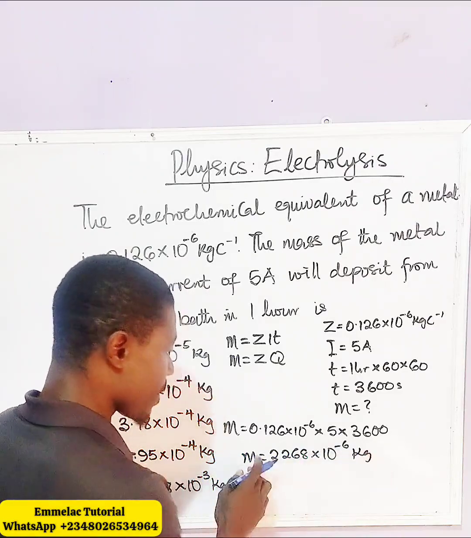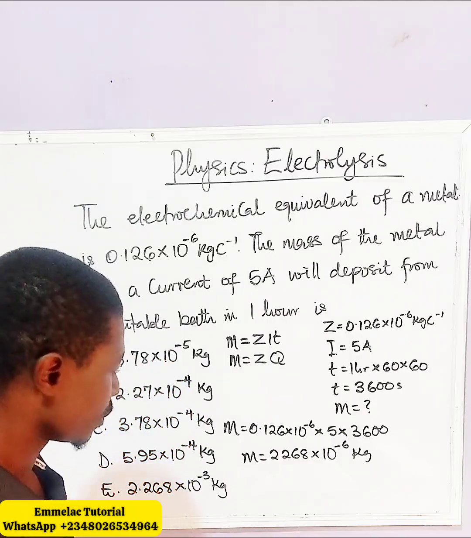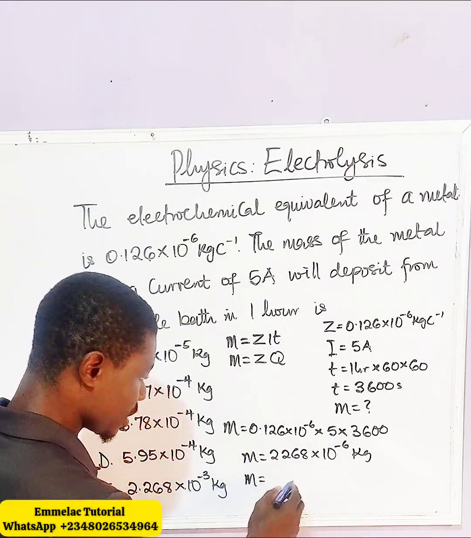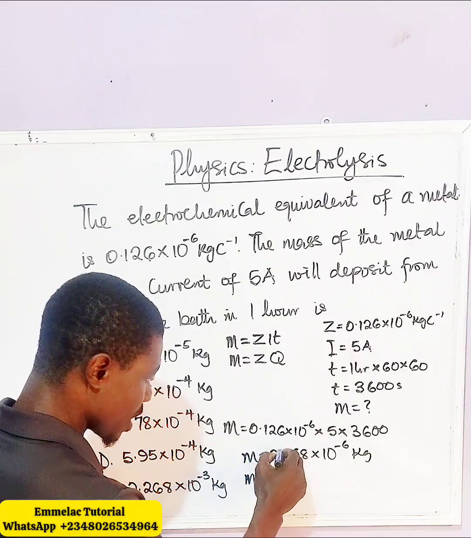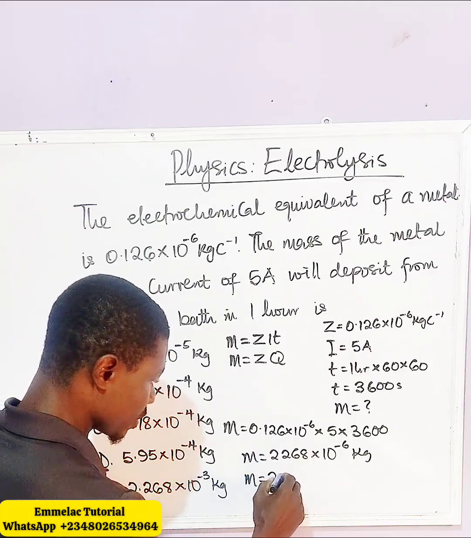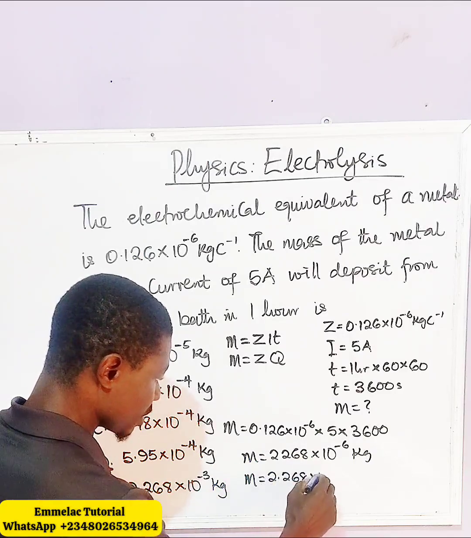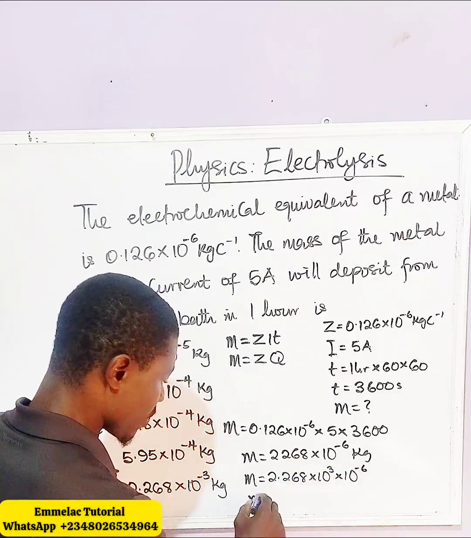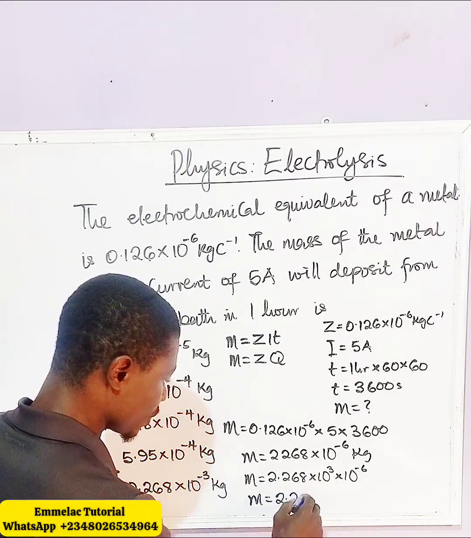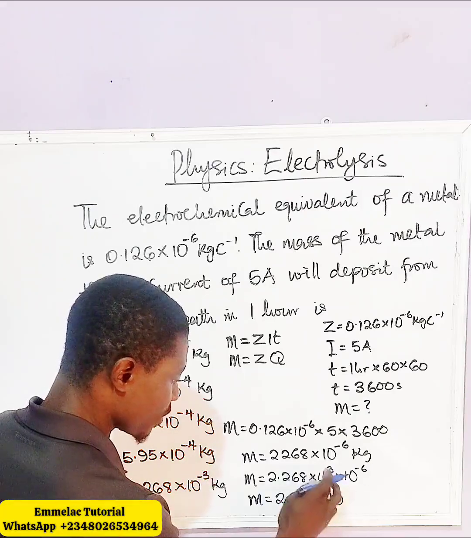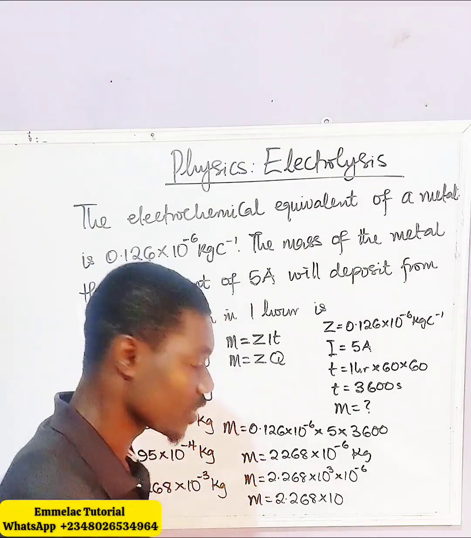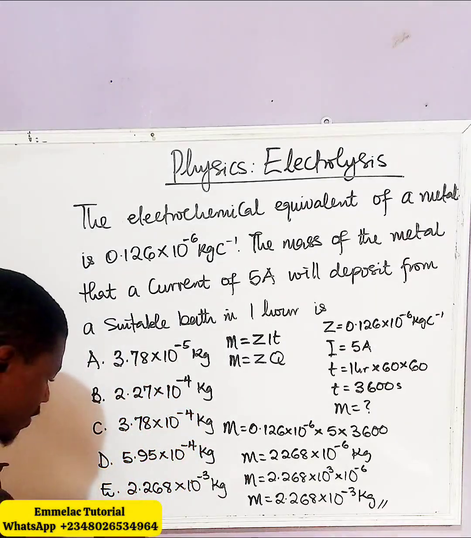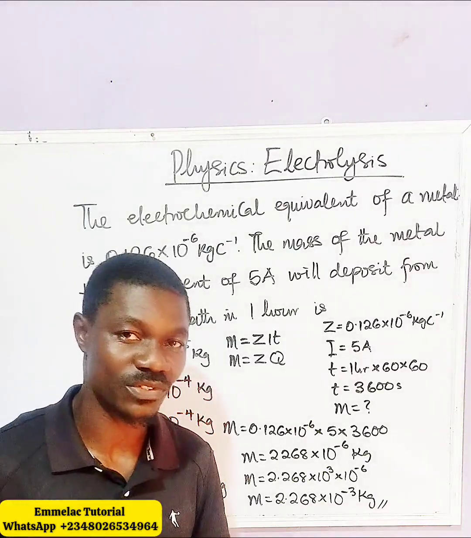Take note, mass is in what? Kilogram. Okay, so what we need to do here now is this can also be written as 2.268 times 10 to the power of 3, times 10 to the power of minus 6. Then our M will give us 2.268 times 10 to the power of 3 minus 6. That will give us 10 to the power of minus 3 kilogram. Okay, so E is the answer to the question.